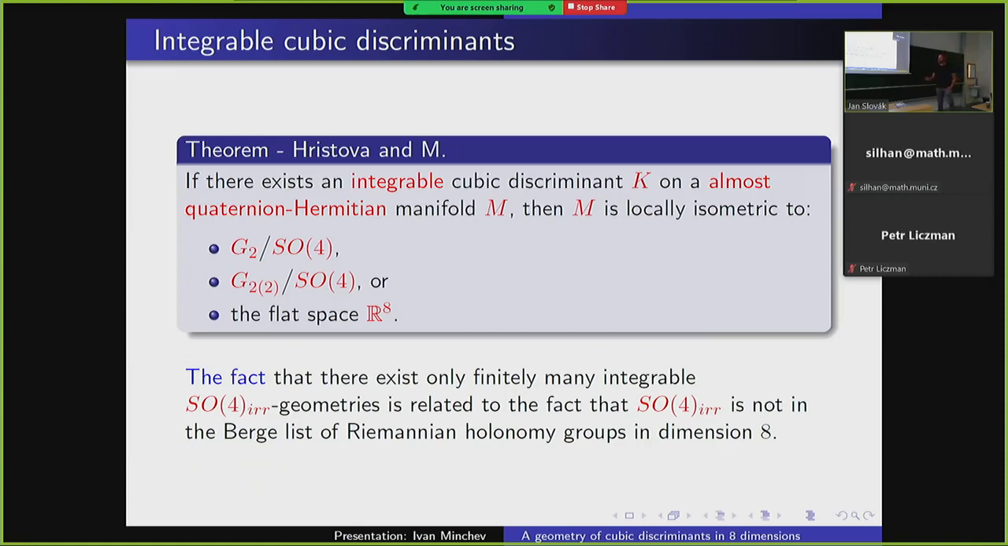The proof is also based on this idea. The structure equations for this group are much stronger than for the groups in Berger's list. So you consider the first Bianchi, the second Bianchi, and they are too strong, and they kill all the curvature, so you get a result like that.